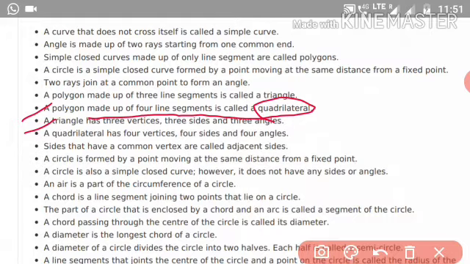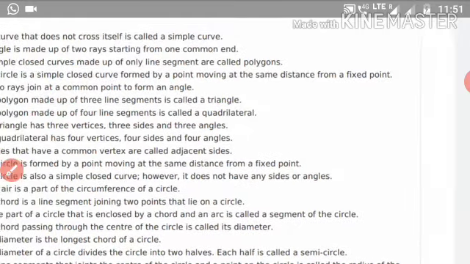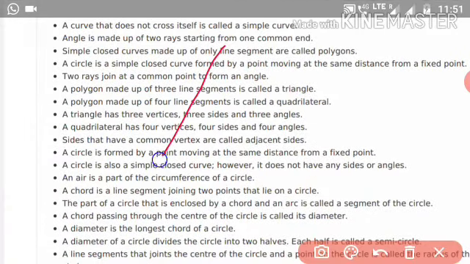Again, a triangle has three vertex, three sides and three angles. So a triangle has how many vertex? Three vertex, three sides and three angles. Now I will show which are the vertex and which are called sides. Now this is what? Triangle. Now which are called vertex?